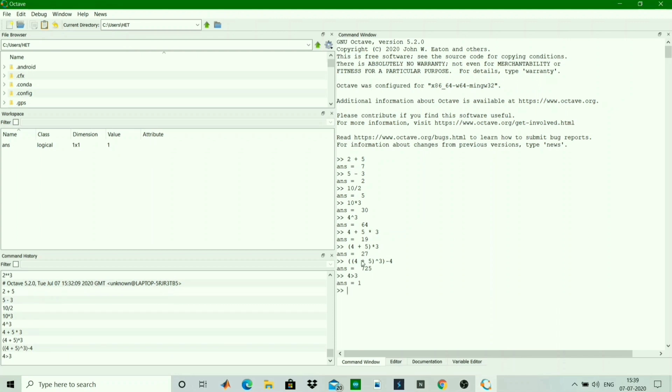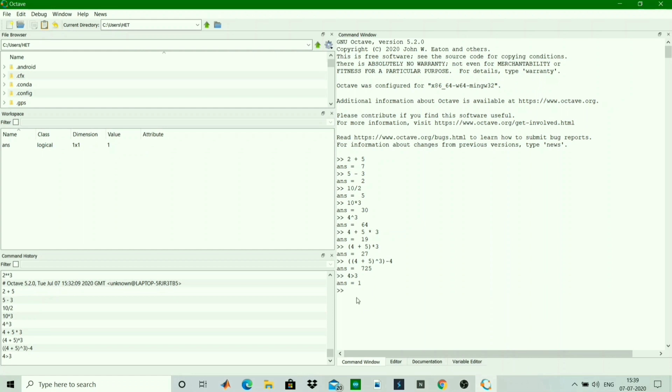Why is it so? Here, the 1 is a logical output. How can you say it is a logical output? See it in the workspace. You get ans, and the class is logical and the value is 1.